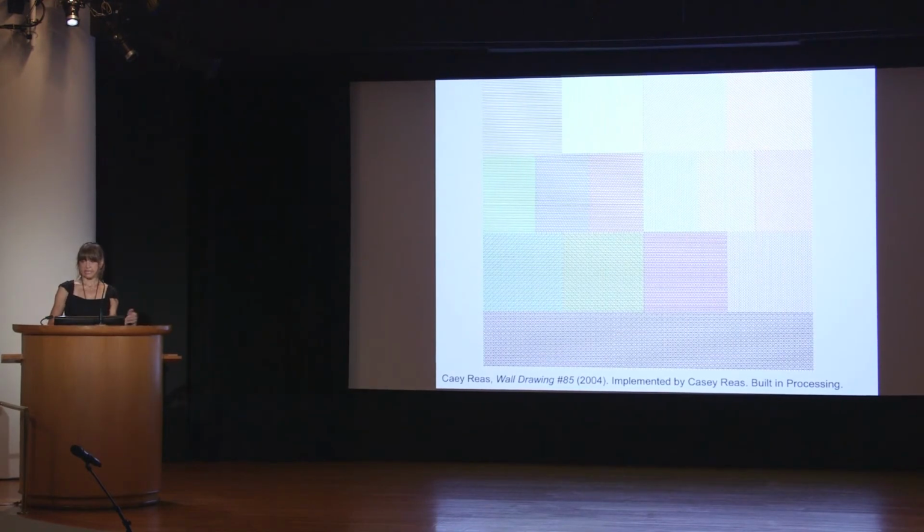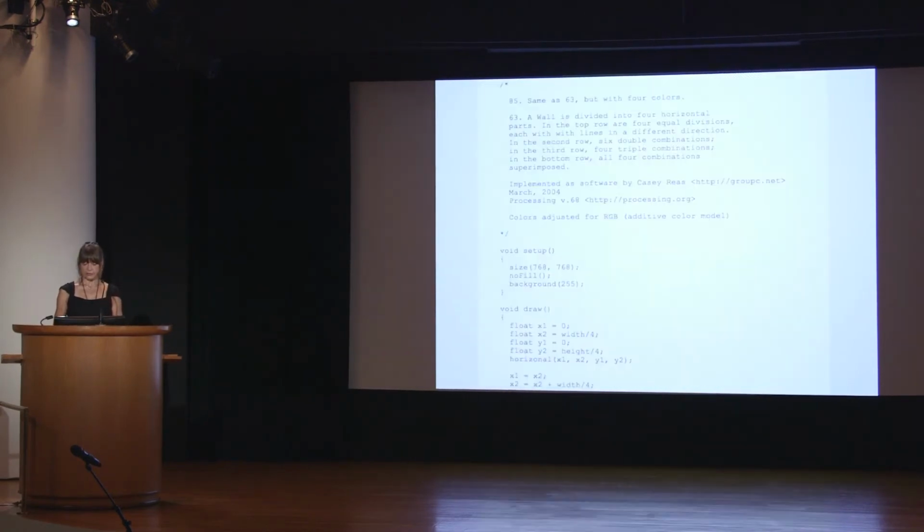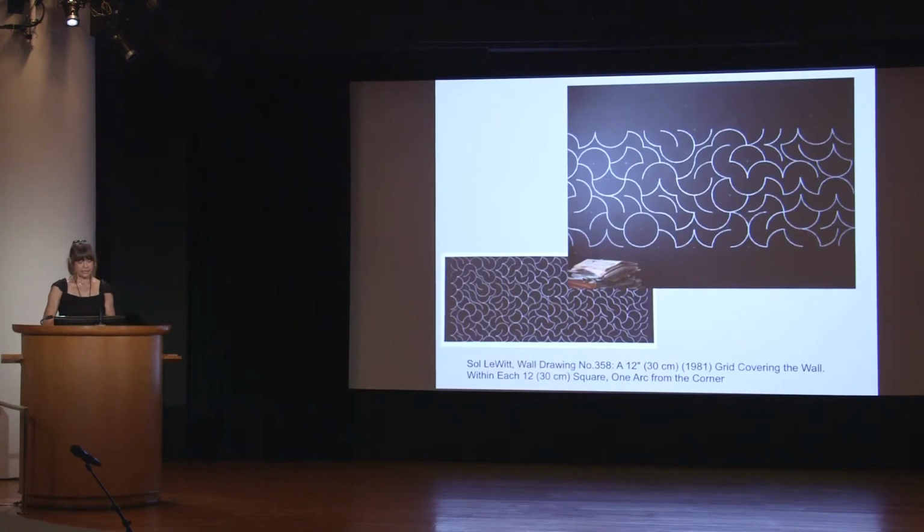Here is Casey's implementation of it in Processing, and what you see, of course, is a radical difference in the line, in the color, and the look and feel of that work. A few lines from the code. Another work that Casey also implemented, LeWitt's Wall Drawing number 358.